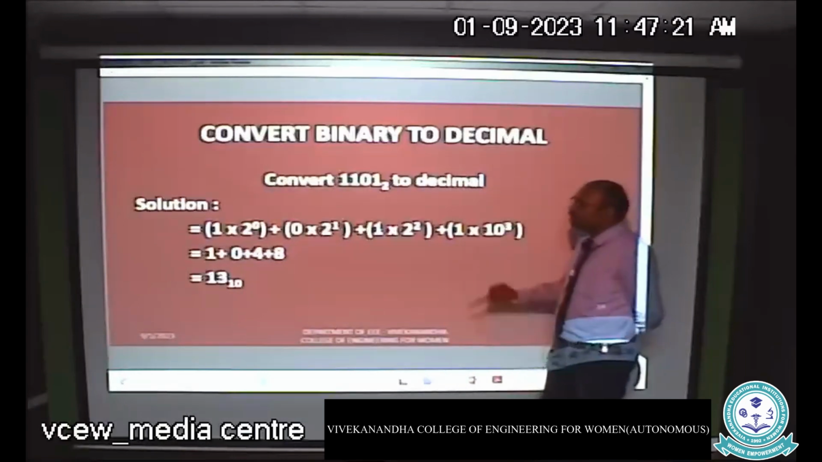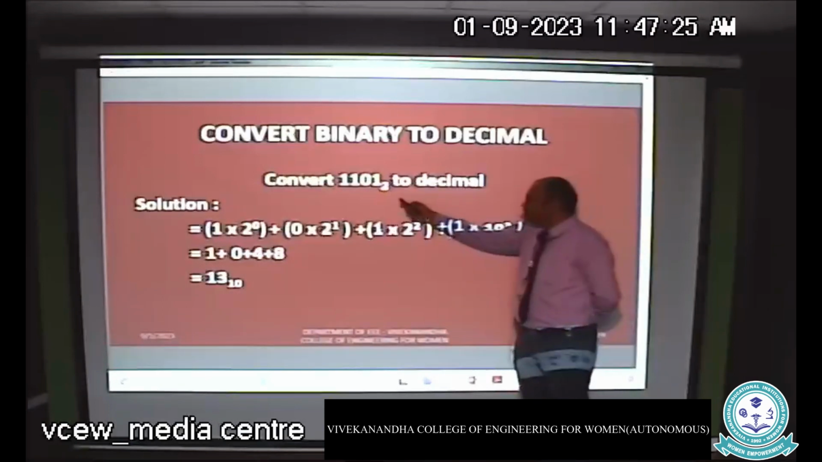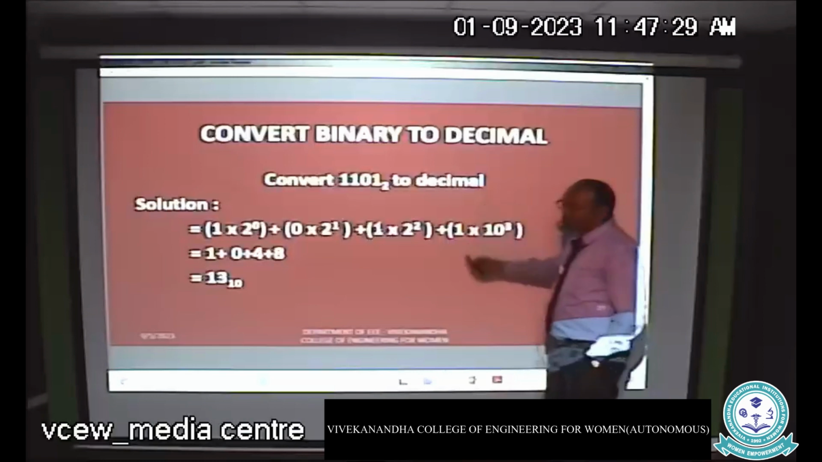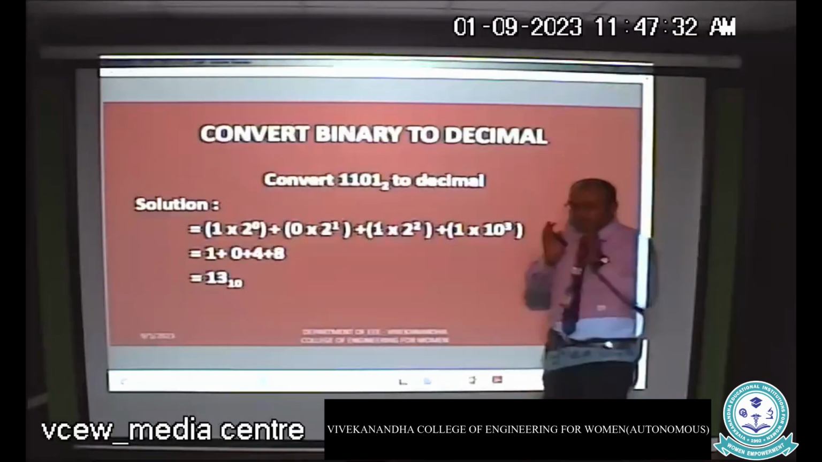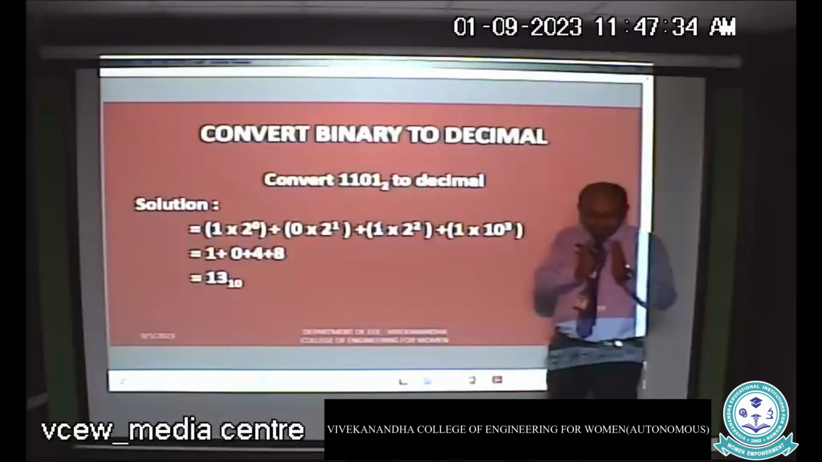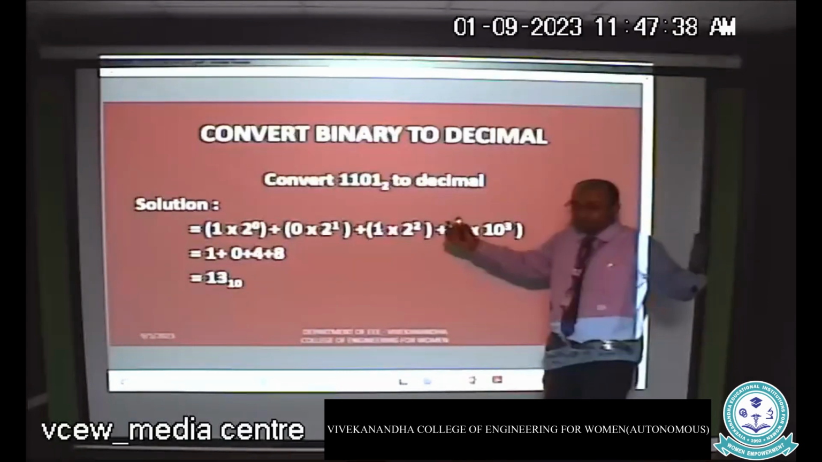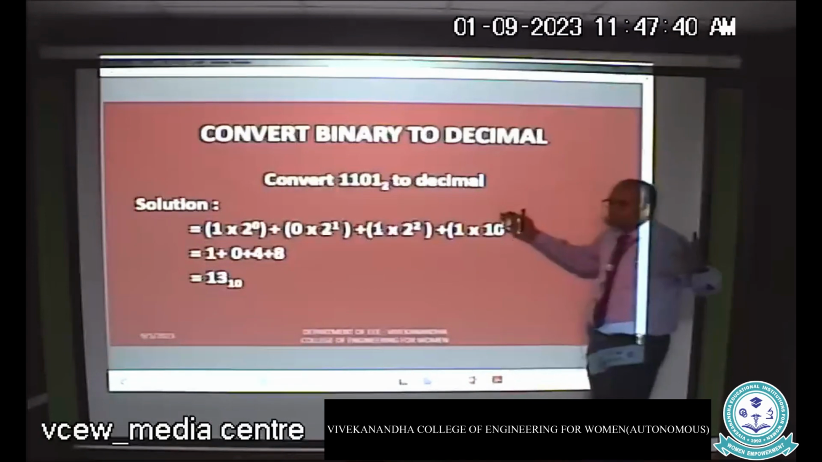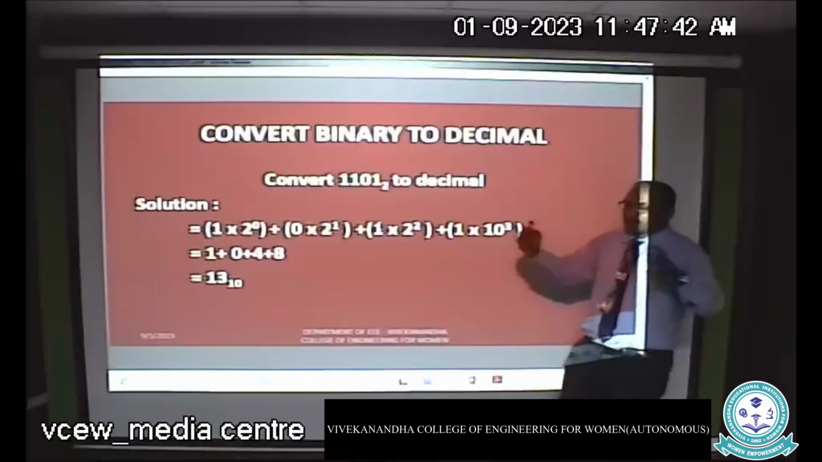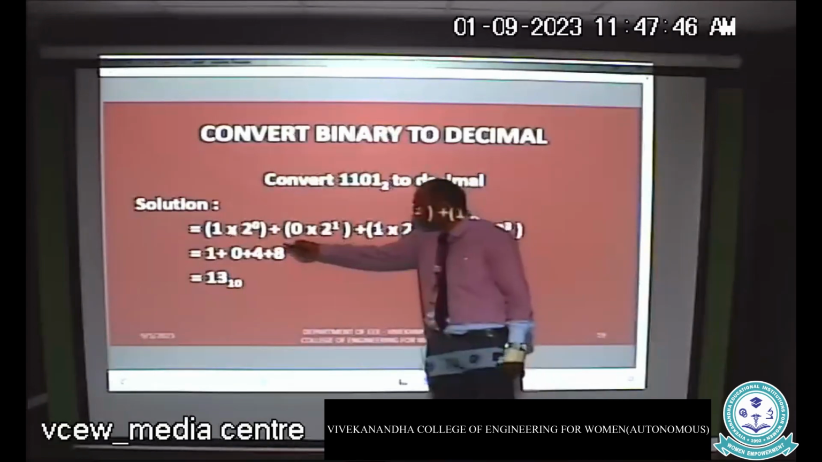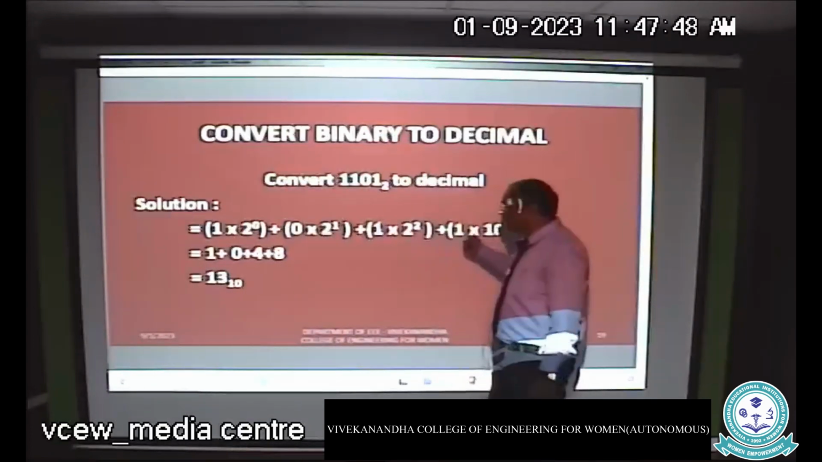What you have to do? See, base 2 is a smaller base, right? What is decimal? Base 10. You are going from a smaller base to a bigger base. That means you have to multiply and expand, right? Multiply is nothing but expanding, right? You are getting bigger. So you have to do the multiplication within your digits and add them, right?